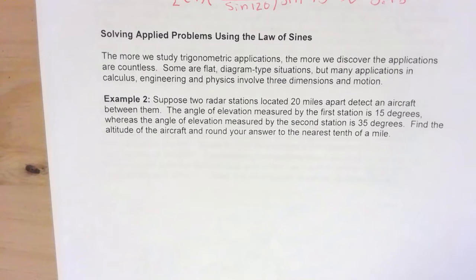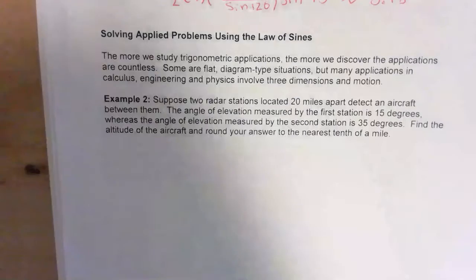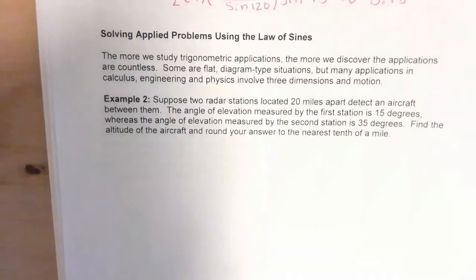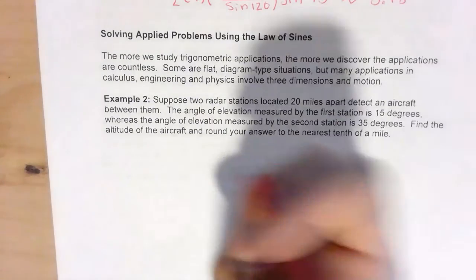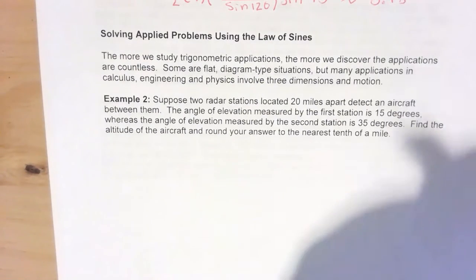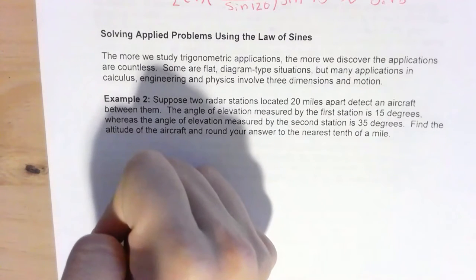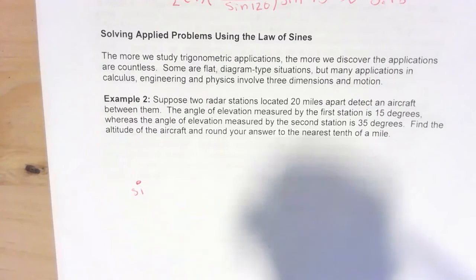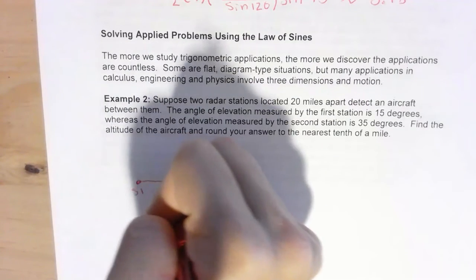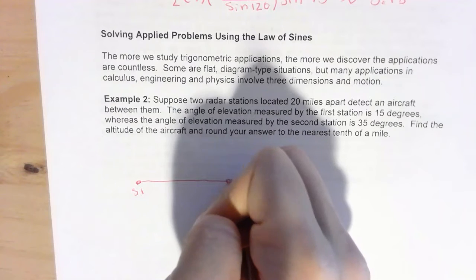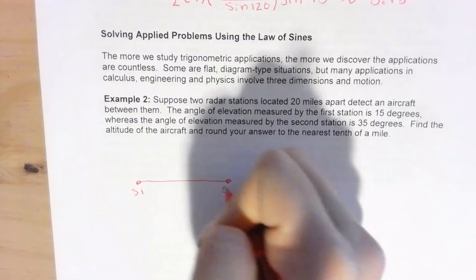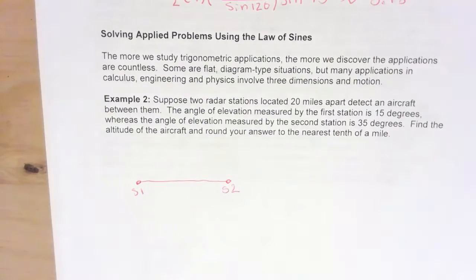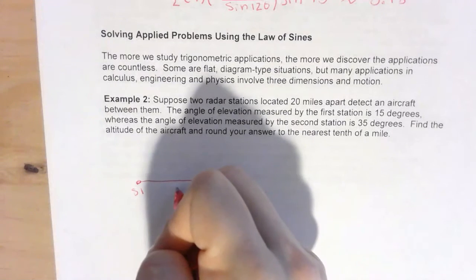Example 2 here. Suppose two radar stations located 20 miles apart detect an aircraft between them. Alright, so instead of me reading the whole thing first, I'm actually going to start drawing. So I'm going to have Tower 1, the first station. So I'll put that as S1, so I know that correctly. And we have Station 2. Okay. And they are 20 miles apart.